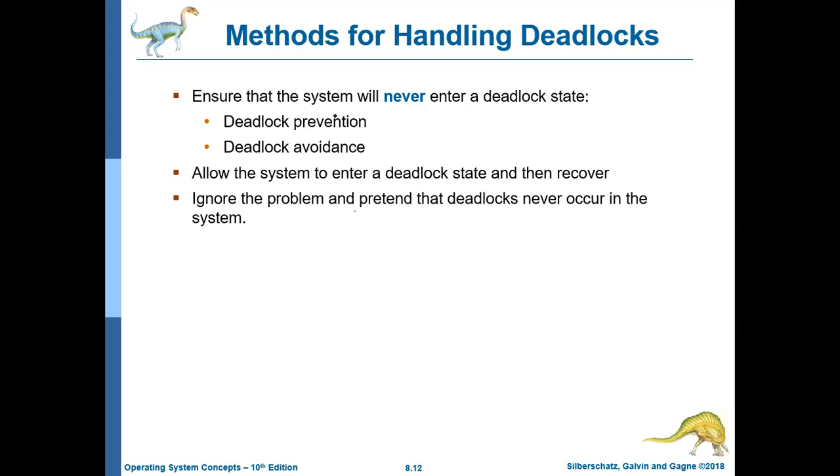There are two things: deadlock prevention, and allow the system to enter a deadlock state and then recover. This will be very harmful for you. You have to make some algorithm to recover from the deadlock situation, or it is better to ignore the problem and pretend that deadlock never occurs in the system.